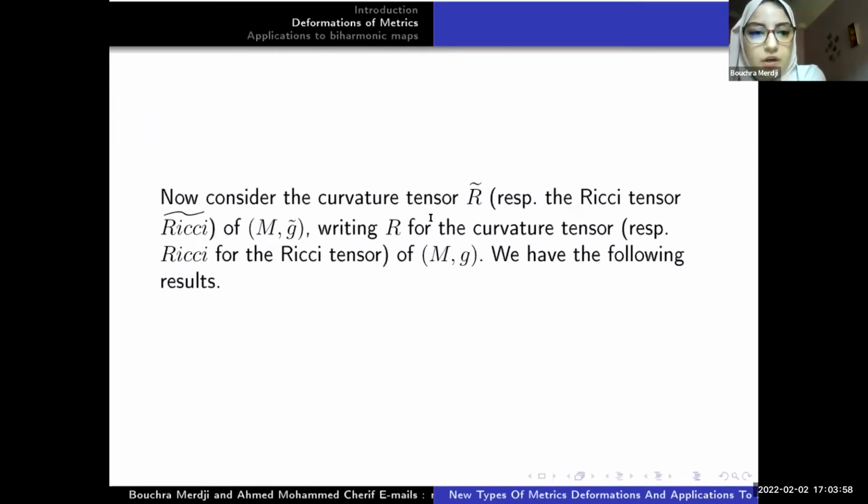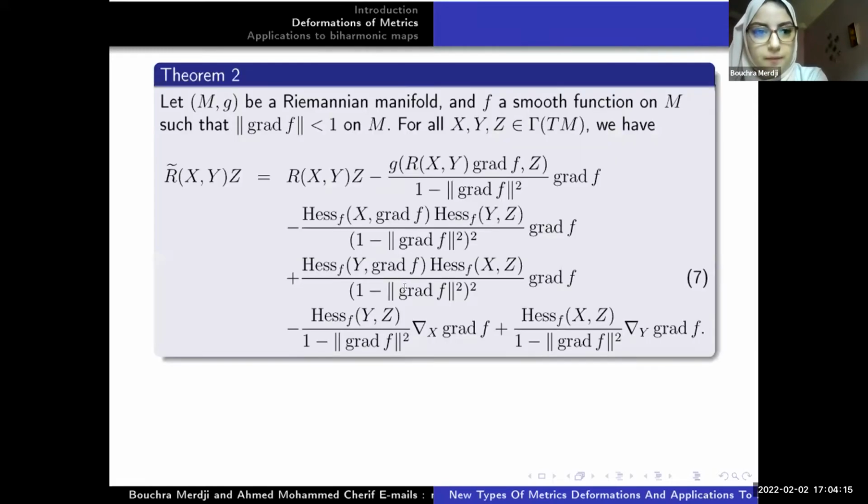Now we consider the curvature tensor R tilde, respectively the Ricci tensor Ricci tilde, of M equipped with G tilde, and then writing R for the curvature tensor, respectively Ricci for the Ricci tensor, of M equipped with G. So we have the following results.